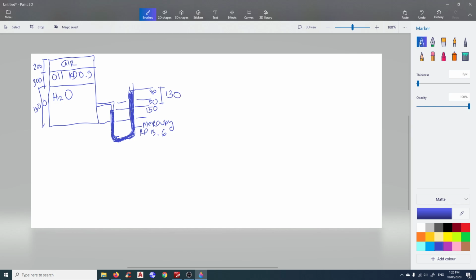Now the question is asking what is the pressure here and what is the pressure at the bottom of the tank. If you have a look at this system, you can actually calculate the pressure quickly by using the manometer. So what I'll do, I'm just going to draw a line here at the entry of the mercury there. I'm just going to call it X.